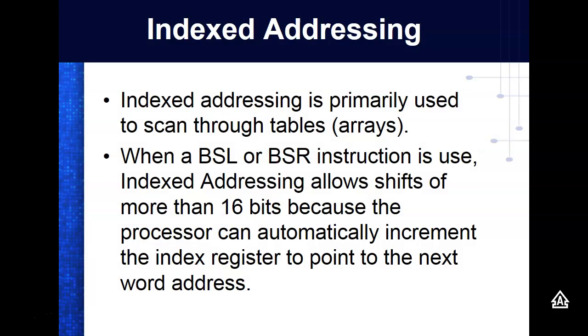Index addressing is primarily used to scan through tables. When the bit shift left or bit shift right instruction is used, index addressing allows shifts of more than 16 bits because the processor can automatically increment the index register to point to the next word address, which is really neat. So we'll show y'all some 32-bit shifts, which do 4-bit shifts. It depends on how many data files you have. Are we okay?